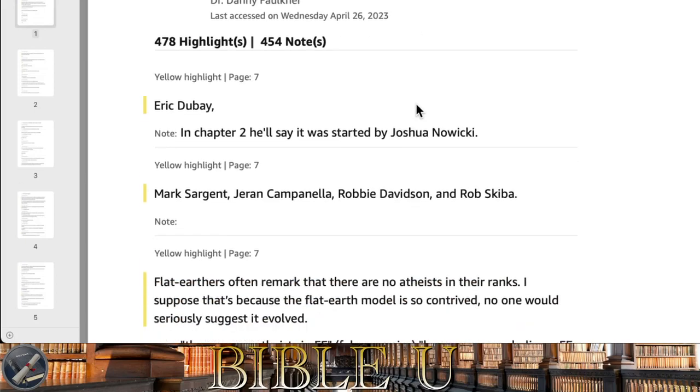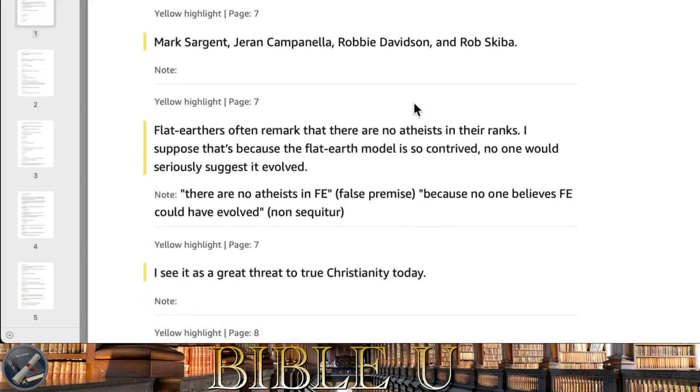So then later on the same page, I have this quote that he says, flat earthers often remark there are no atheists in their rank. So I suppose that's because the flat Earth model is so contrived no one would seriously suggest it evolve. That's a false premise that there are no atheists in the flat Earth movement. Whether it's just said by some flat earthers or not is immaterial. This is the impression being given to the reader, who more than likely will not hang around with flat earthers and is just going by what the book tells them about them.